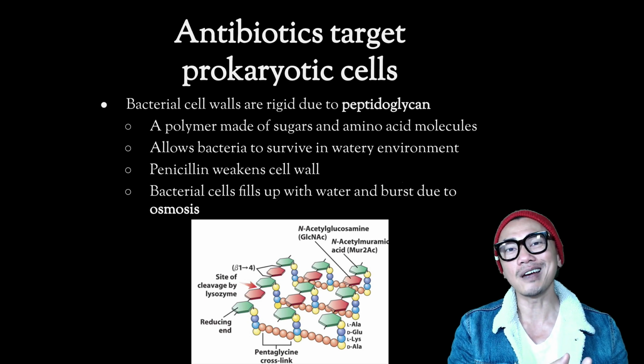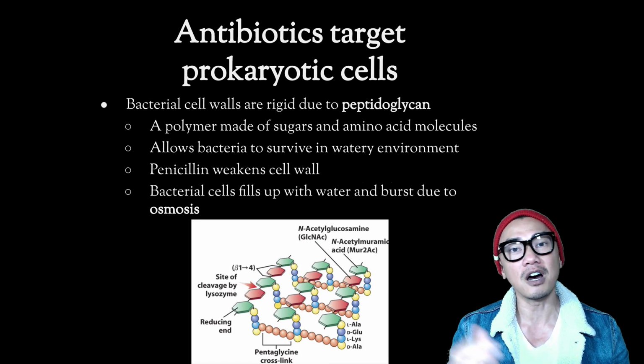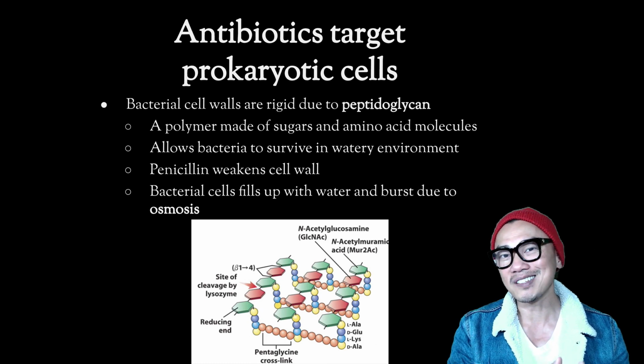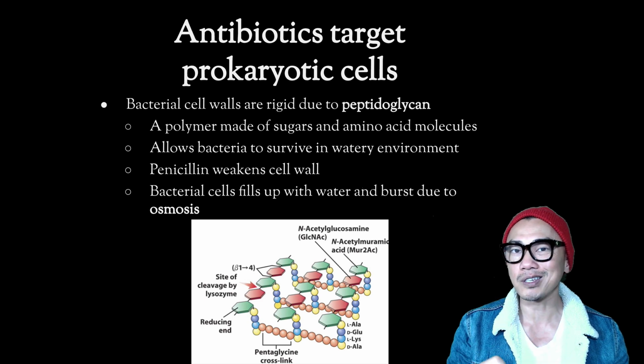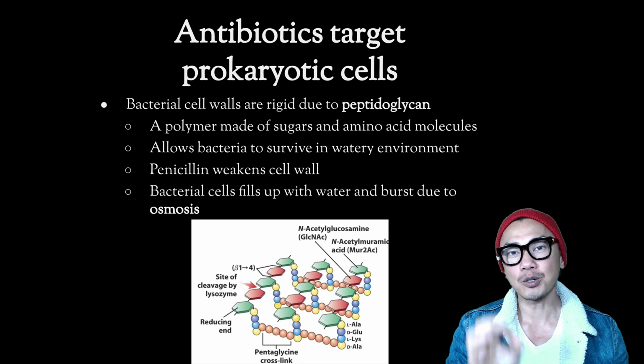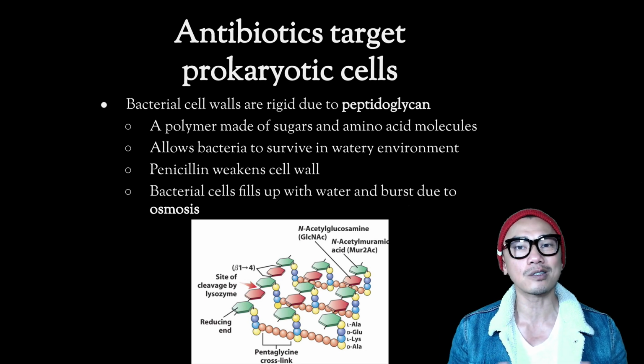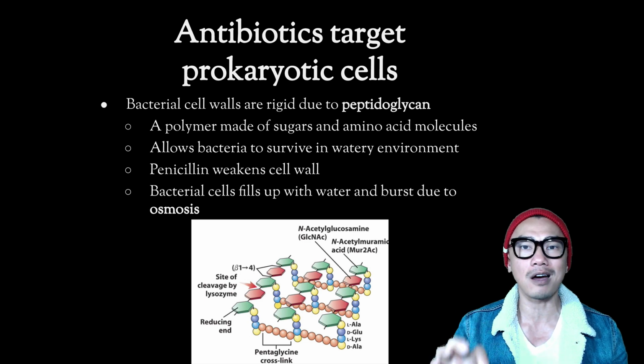The peptidoglycan cell wall allows bacteria to survive in watery environments, like the interior of your body. What penicillin does is weaken the cell wall and make it leaky. As a result, bacterial cells will fill up with water and burst due to a process called osmosis, which we'll talk about later.